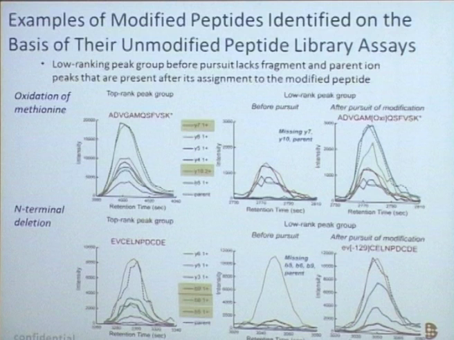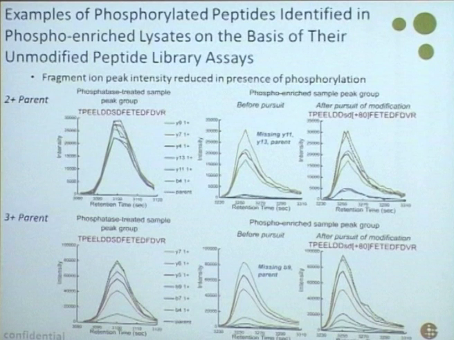So we pick up both those ions here, and then also N-terminal deletion as well, where we see this is the native peptide that we expected to see, the low-ranking peak group that has missing fragment ions that wouldn't be detected normally, and then by making that mass modification, we get back those transitions that were already stored in that data, so we actually get that true positive identification.